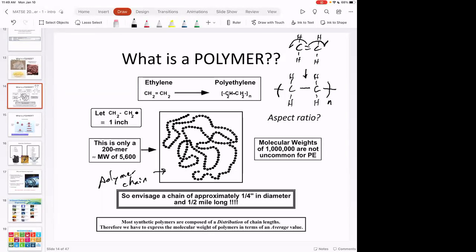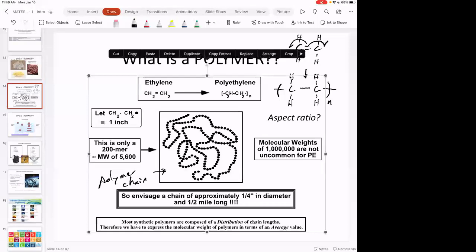Now that's a little tricky unless you stare at it and turn it around. What we did was we have C, double bond C, C.